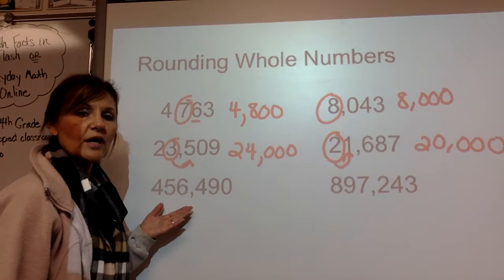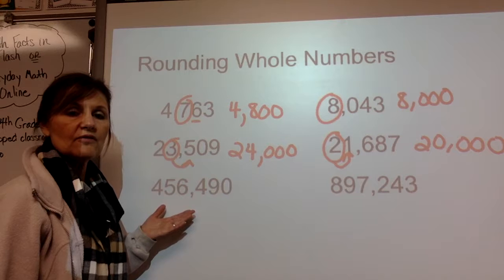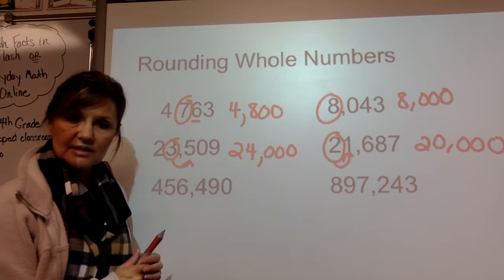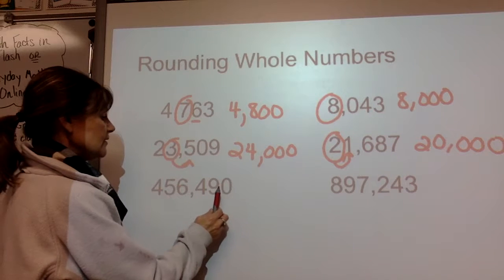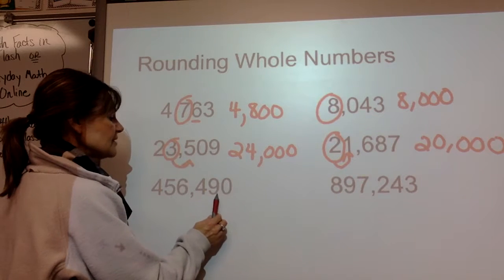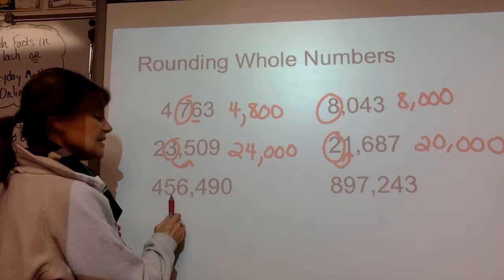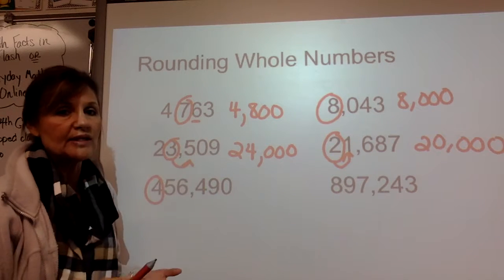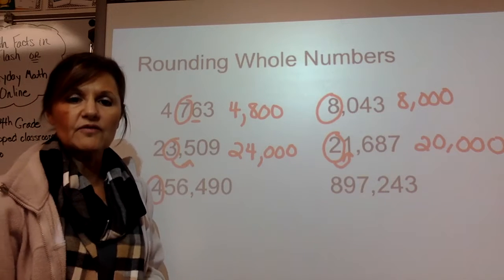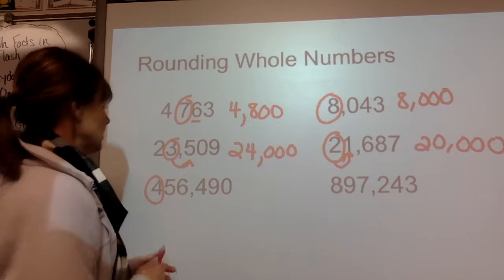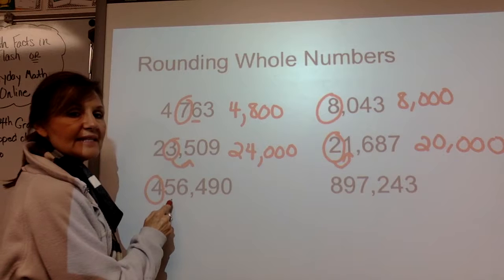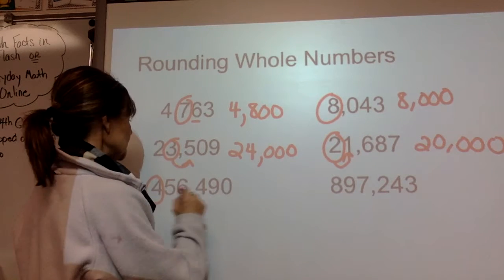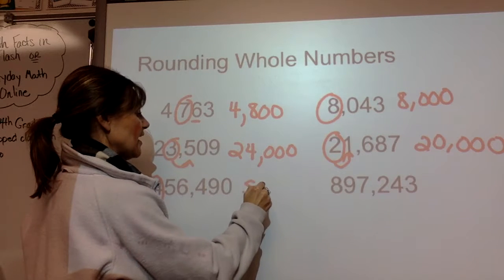Let's look at 456,490. Let's round to the nearest 100,000s this time. Ones, tens, hundreds, thousands, 10,000s, 100,000s. This is the number I'm asking myself: do I keep it a 4 or do I move it up to a 5? I'm looking next door and I see it's a 5, so I know I'm going to have to round up. So my new number is going to be 500,000.